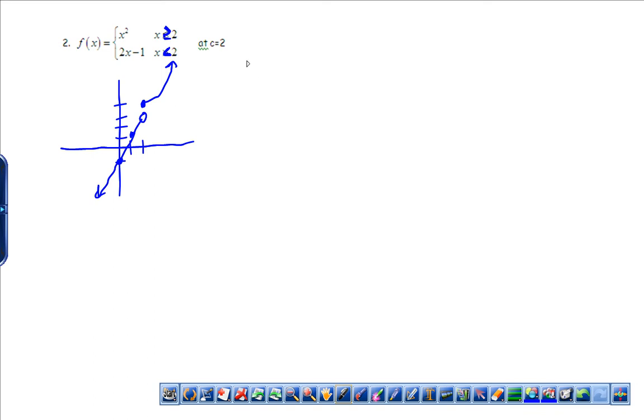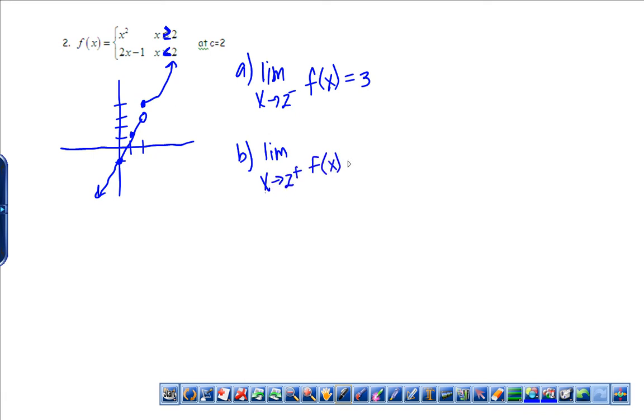Okay, so now we can answer our questions. So A, the same thing, find the limit coming from the left side and find the limit coming from the right side is B. So the limit as x approaches 2 from the left side, your function would be 3. On B, your limit as x approaches 2 from the positive side, your function is going to, oh, it looks like 4. Okay, since these are two different answers, this is not continuous.